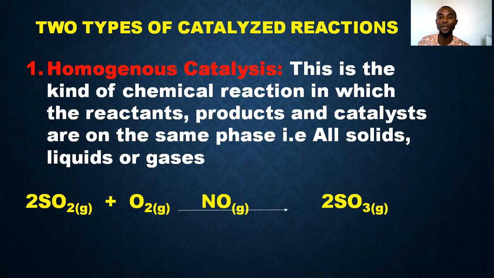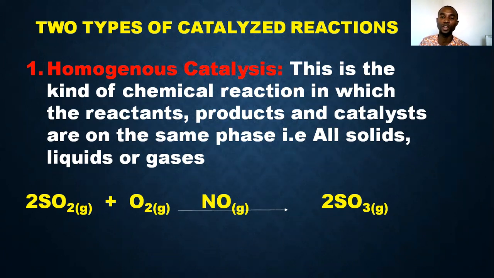When a reaction is being catalyzed, we can classify it into two types. One is homogeneous catalysis, while the other is heterogeneous. Homo means same, hetero means different. Homogeneous catalysis is a kind of reaction in which the reactant, the product formed, and even the catalyst are in the same phase. What we mean by that is the same state.